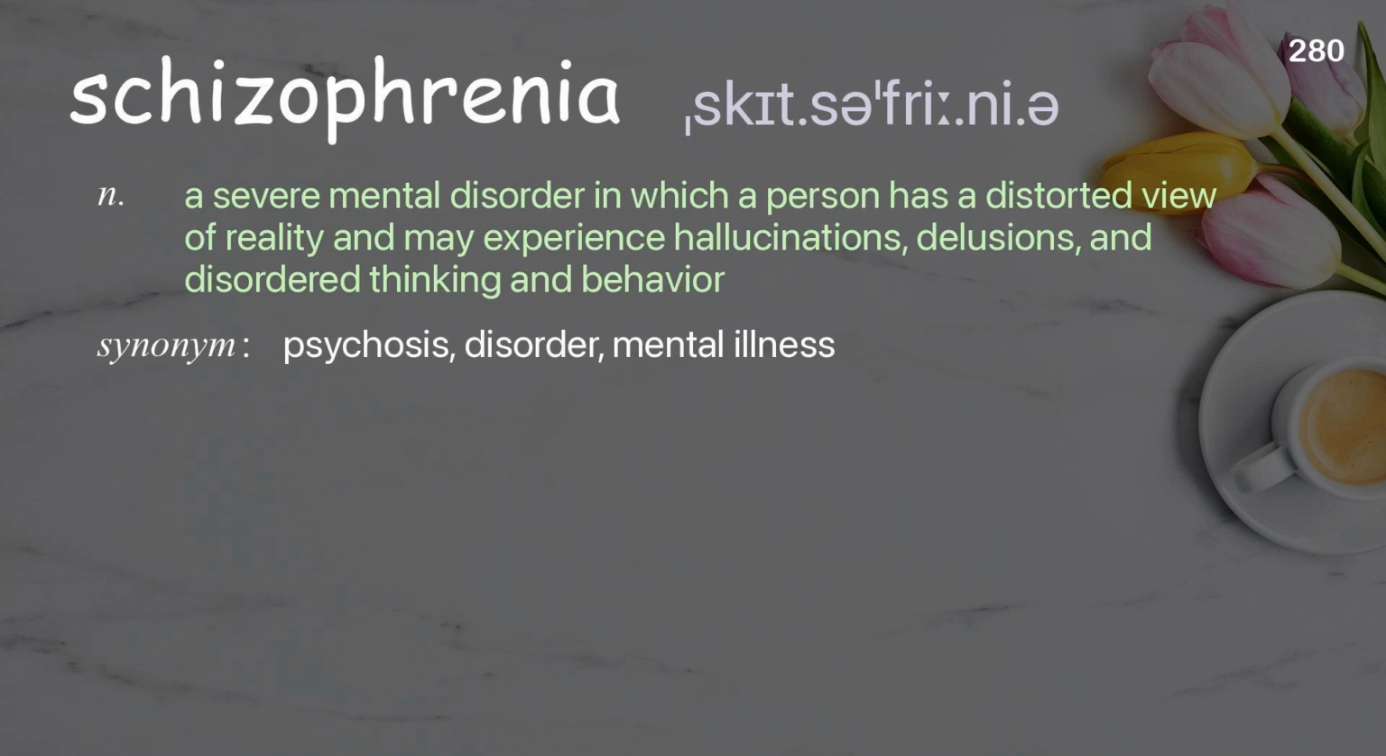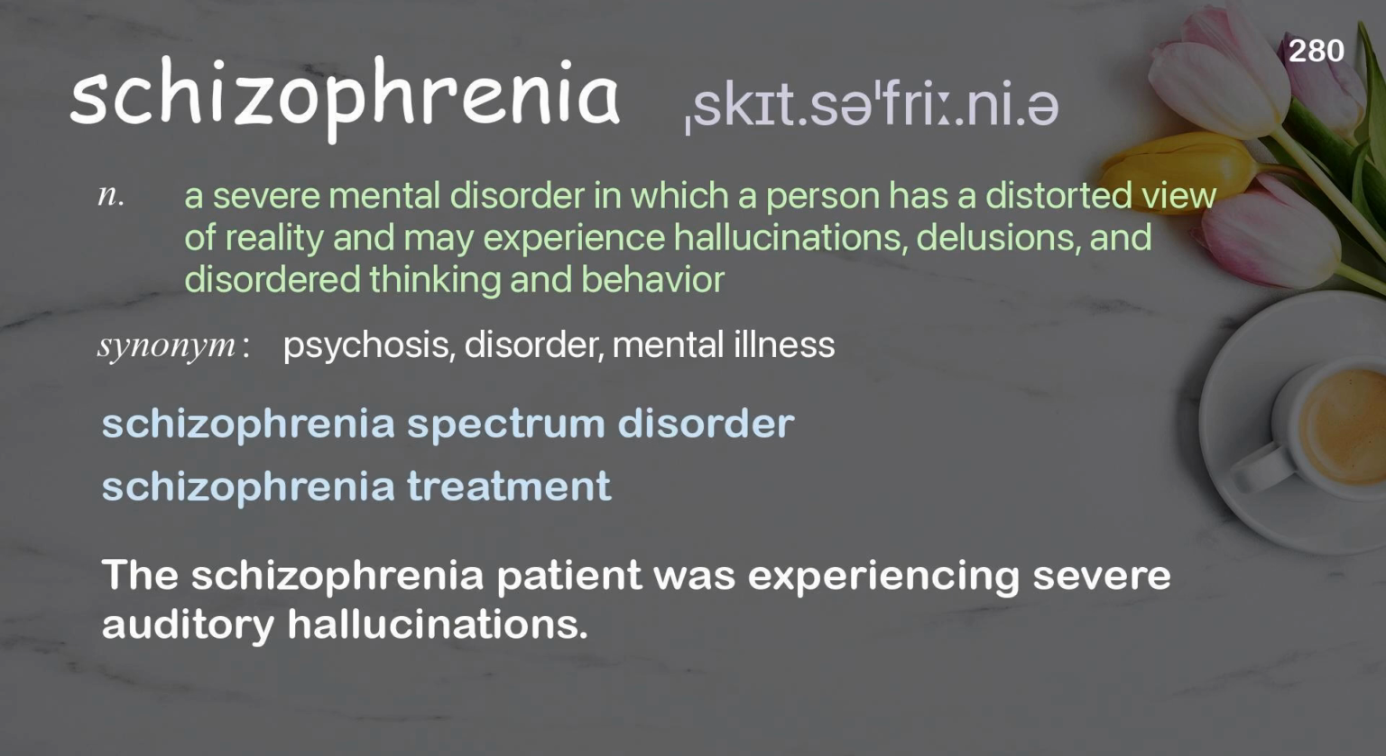Schizophrenia. A severe mental disorder in which a person has a distorted view of reality and may experience hallucinations, delusions, and disordered thinking and behavior. Examples: Schizophrenia spectrum disorder. Schizophrenia treatment. The schizophrenia patient was experiencing severe auditory hallucinations.